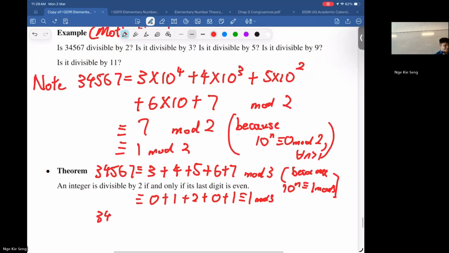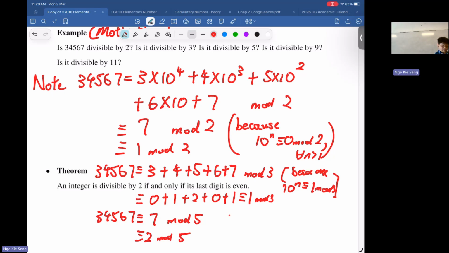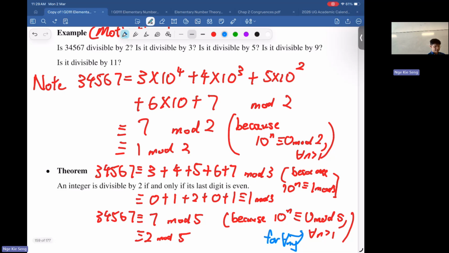How about 5? A power of 10 is obviously divisible by 5, except 10 to the 0, which is 1. So you get 7 mod 5, which is 2 mod 5. Because 10 to the n is congruent to 0 mod 5 for all n greater than or equal to 1. For those who just came in, this sign, an inverted capital A, means "for any."